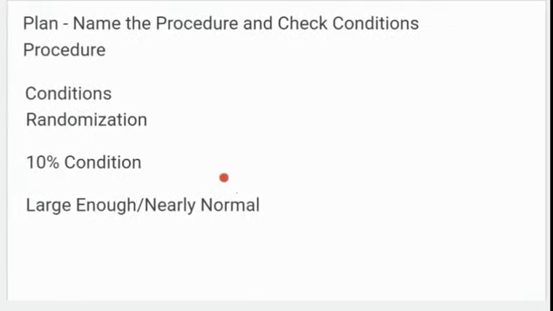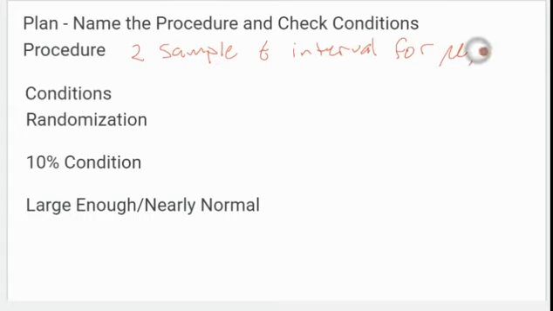All right, let's continue. So what about the plan? Well, the procedure, instead of calling this a one sample t interval, this is a two sample t interval for, and then we need to identify mu sub 1 minus mu sub 2, the difference between means. So we've got a new name for our procedure. The conditions are the same.